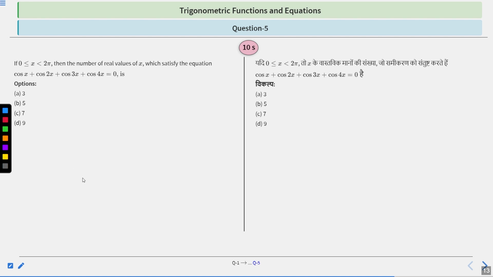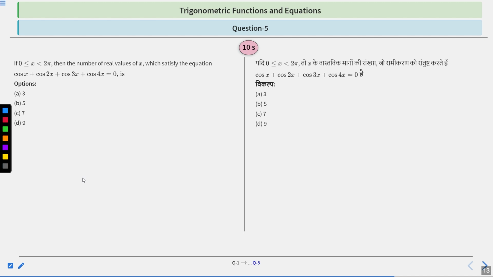pi, the number of real values of x which satisfy the equation cos x plus cos 2x plus cos 3x plus cos 4x is equal to 0. So clearly, the hint of this question is you have to apply the formula of cos A plus cos B, the sum to product formula of angle, right?